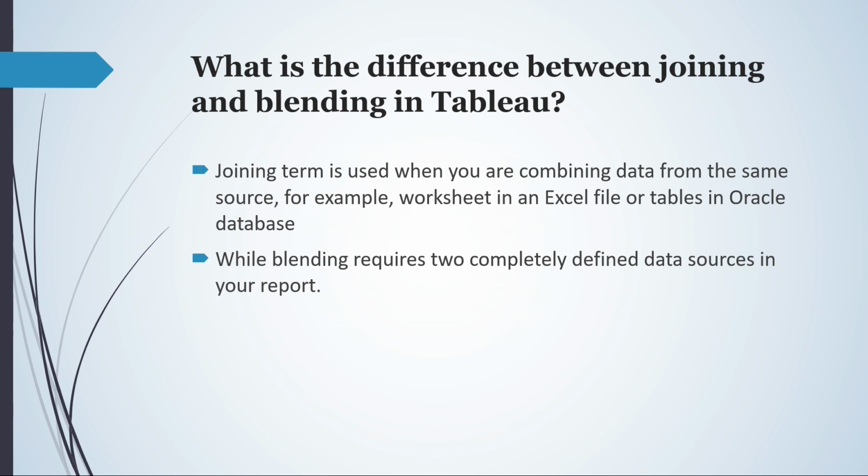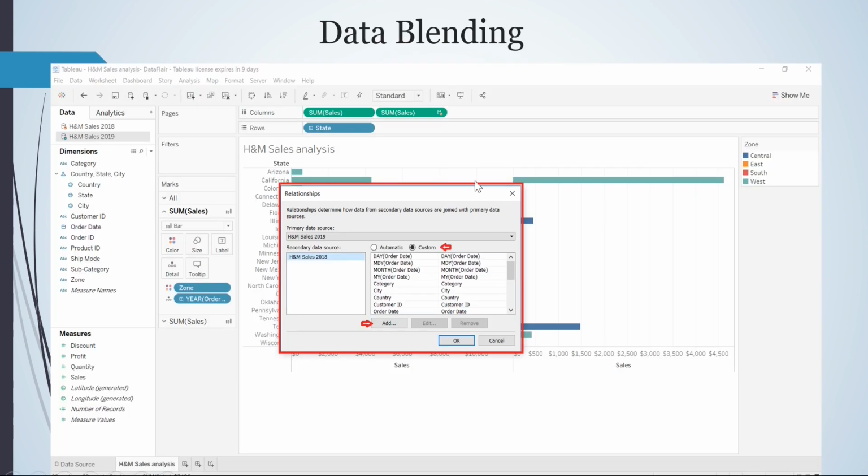Basically, I will show you how it actually works. See, if you want to use data blending, you need to go to the Data menu. Here is the Data menu. On click on this, you can get Manage Relationships. On click on that, you will get this dialog box.